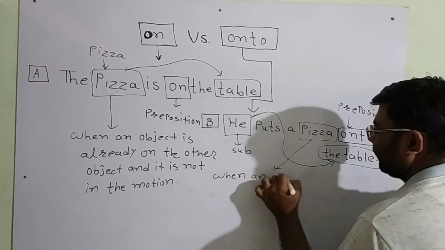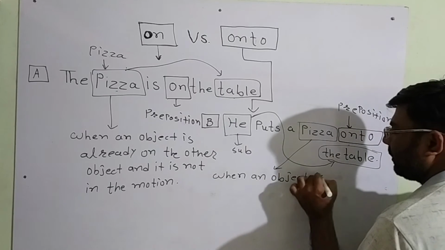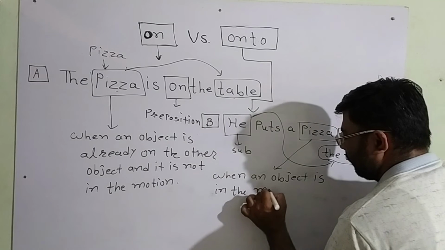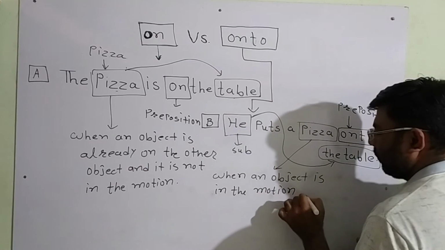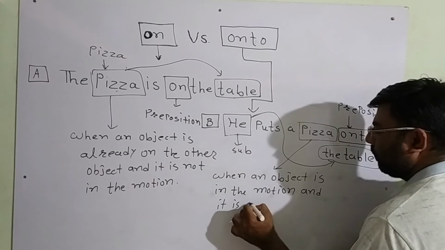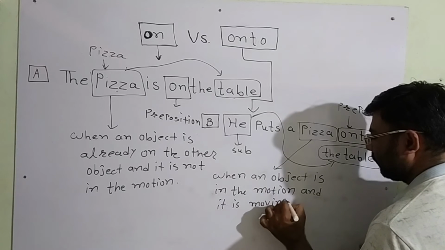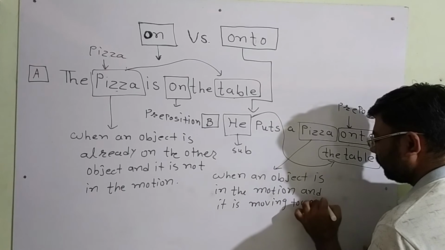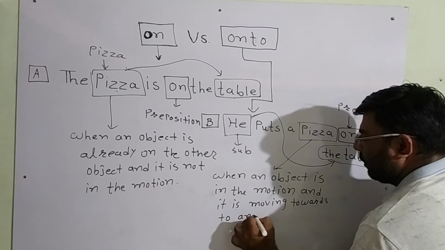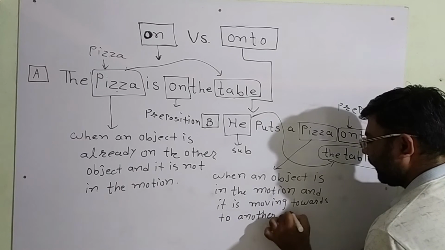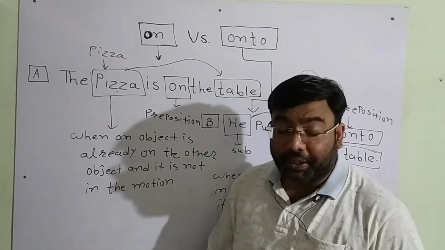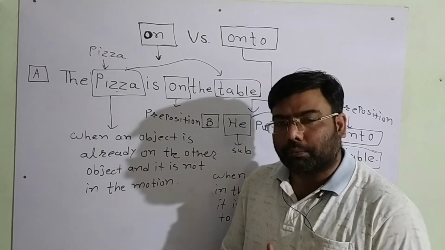an object is in motion, and it is moving toward another object, in that case we use the preposition onto.